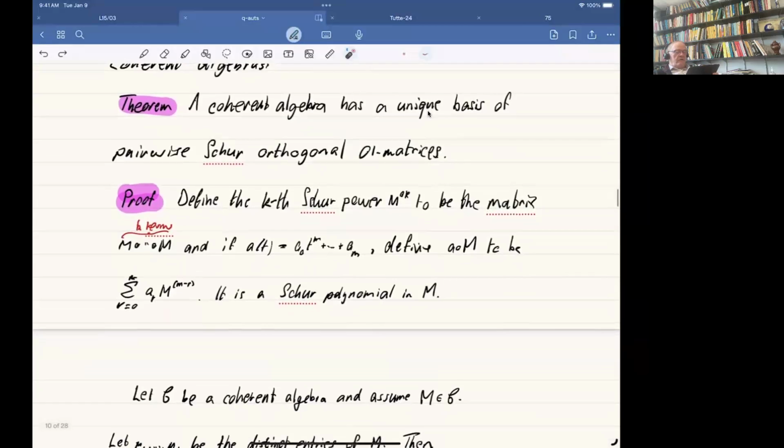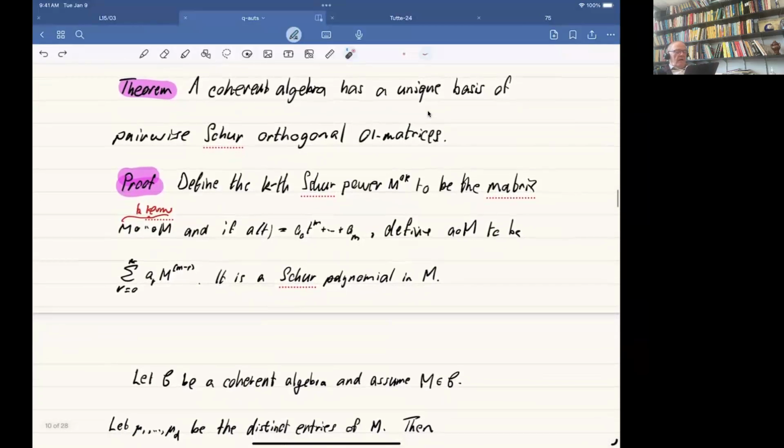And the idea here is it's not too difficult. We define the k-th Schur power of a matrix M to be the Schur product of M with itself k times. And if we have a plain old-fashioned polynomial A of T, we define A circle M to be the corresponding thing with Schur powers of M in place of ordinary powers. Now we call this a Schur polynomial in M. Okay, it's a linear combination of Schur powers.